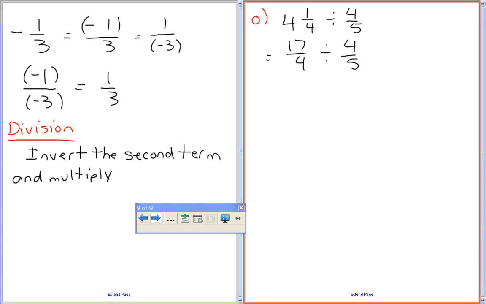Now here comes the trick. Luke, are you feeling confident? Is somebody feeling confident and wants to do this here? You want to try? Go ahead. What does invert mean? Just flip it, right? So all this is going to be is the same as 17 over 4 times 5 over 4. So you invert the second term and you multiply them there.